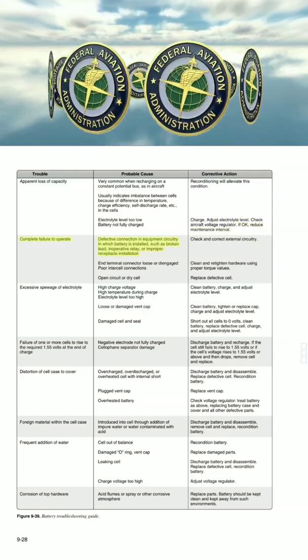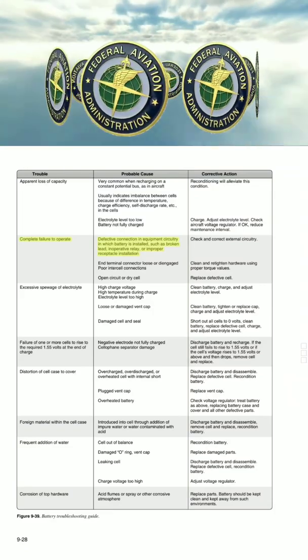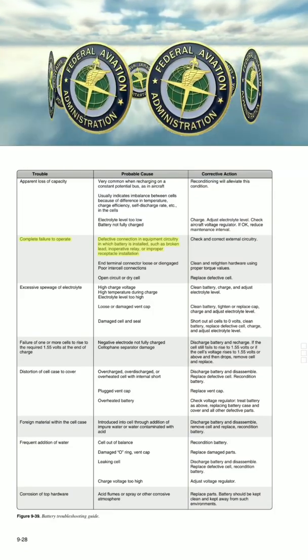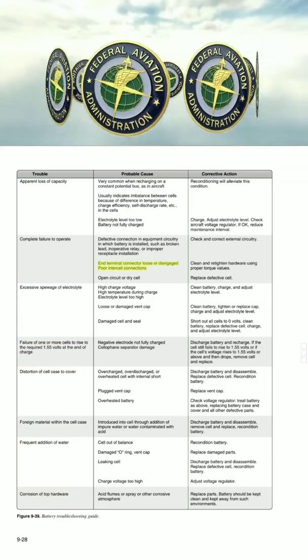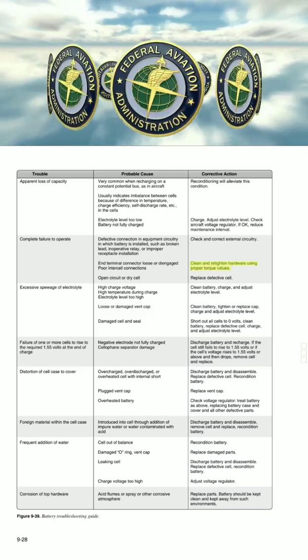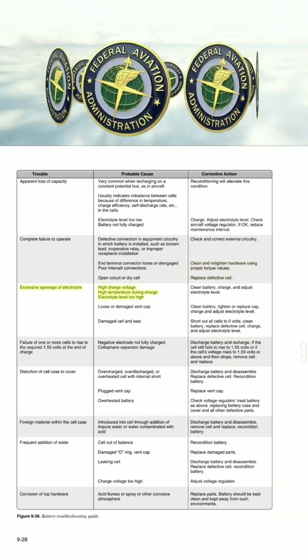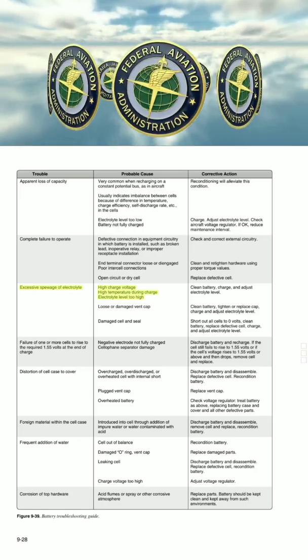Complete failure to operate: defective connection and equipment circuitry in which the battery is installed, such as a broken lead, inoperative relay, or improper receptacle installation. End terminal connector loose or damaged, poor intercell connections, open circuit or dry cell. Clean and retighten hardware using proper torque values. Replace defective cell. Excessive spewage of electrolyte: high charge voltage, high temperature during charge, electrolyte level too high.